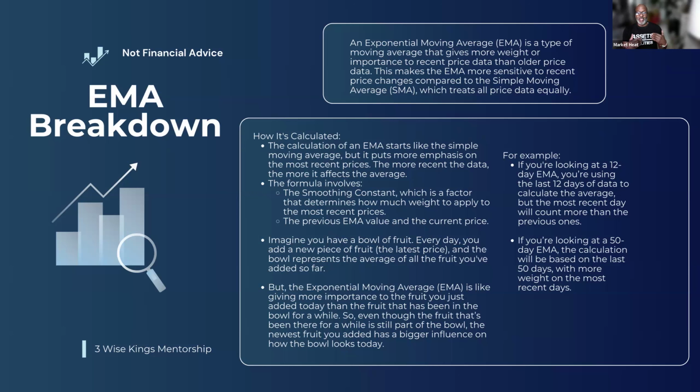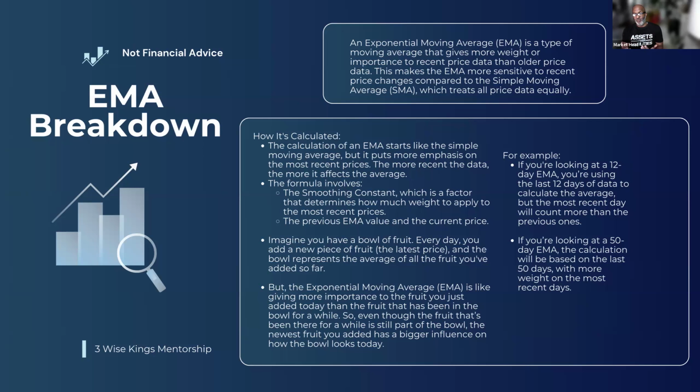But the EMA is like giving more importance to the fruit you just added today than the fruit that has already been in the bowl for a while. So even though the fruit that has been there for a while is still a part of the bowl, the newest fruit you added has a bigger influence on how the bowl looks today.